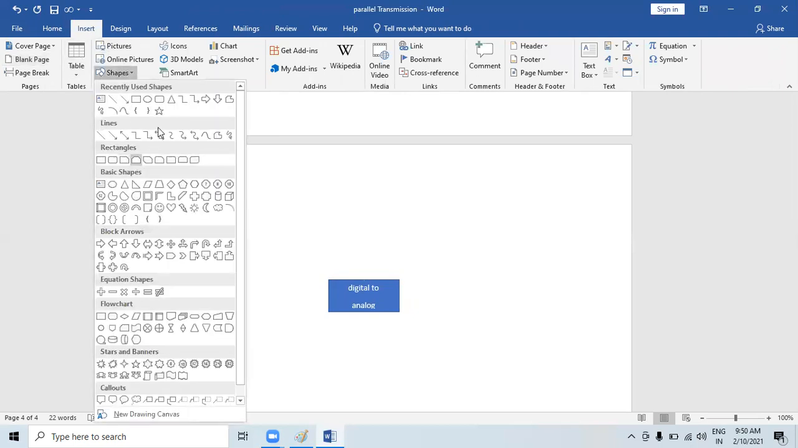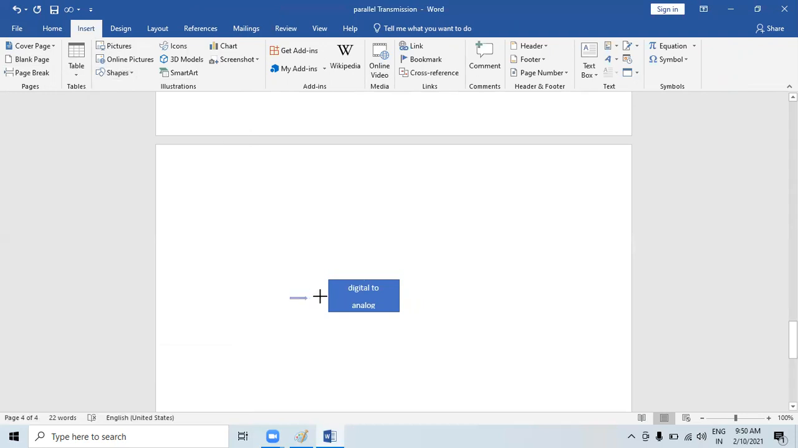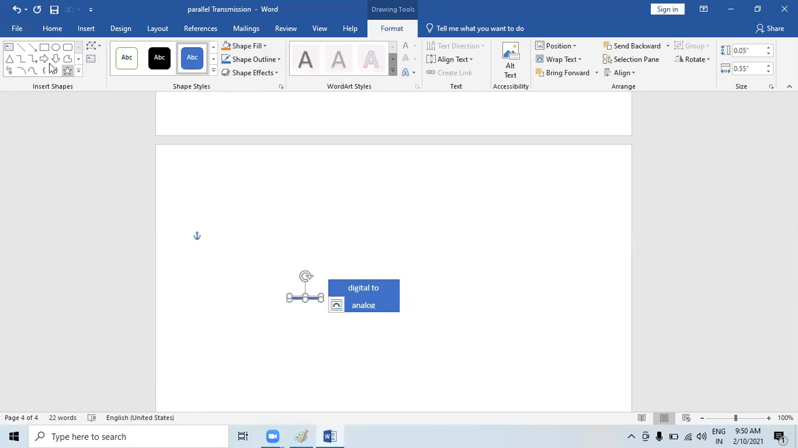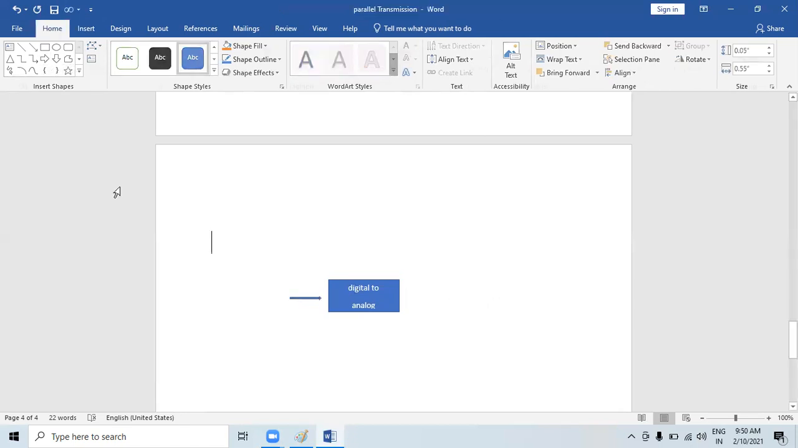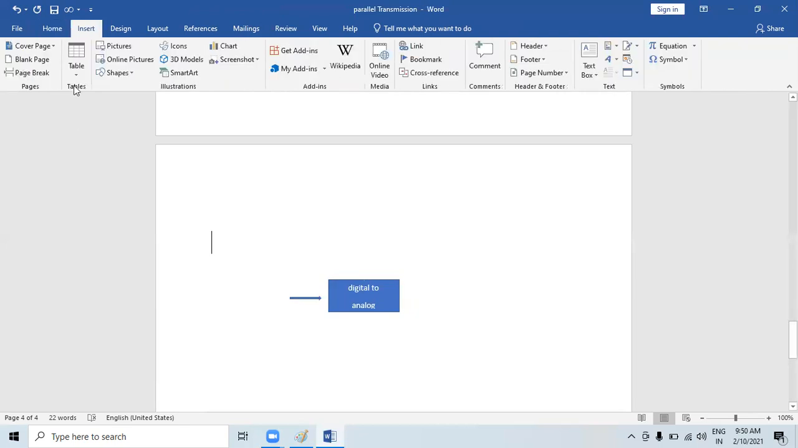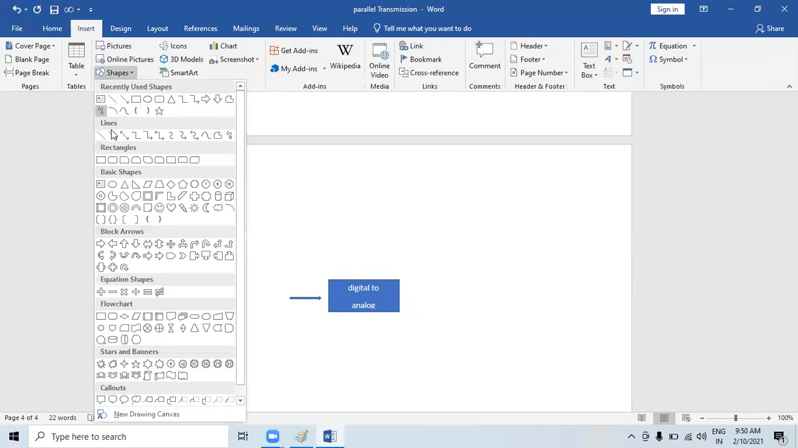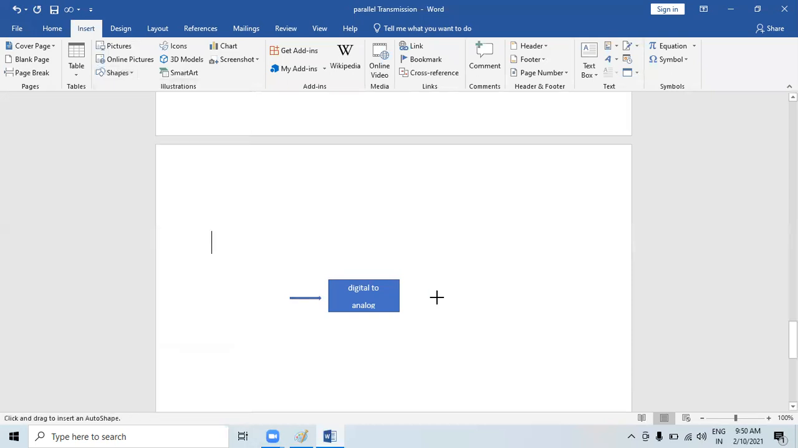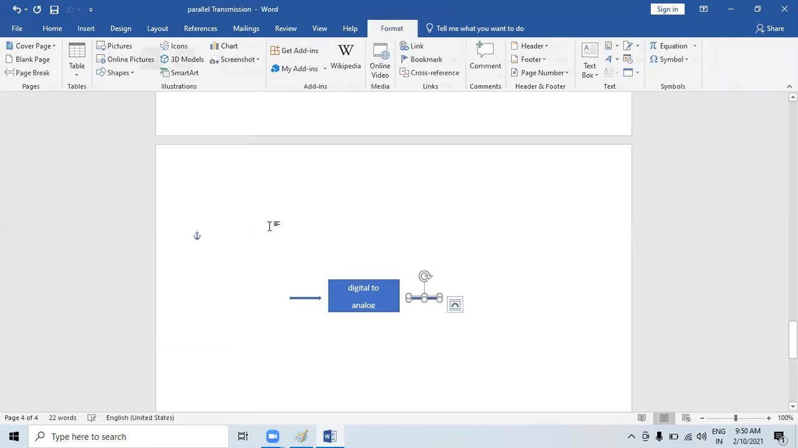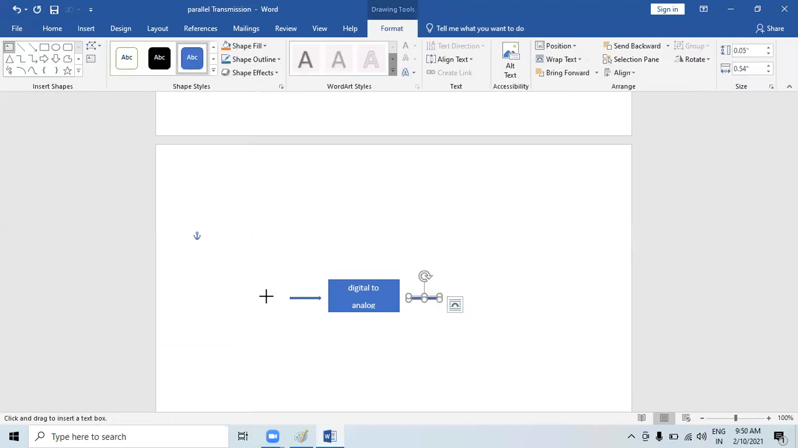So this is a diagram of digital to analog conversion. You know the meaning of digital and analog, right? What is digital and what is analog? We have already seen the difference between analog and digital signals at the starting of the topic.